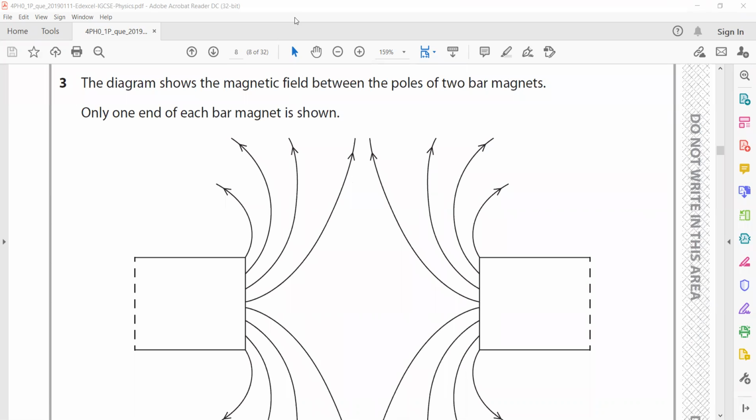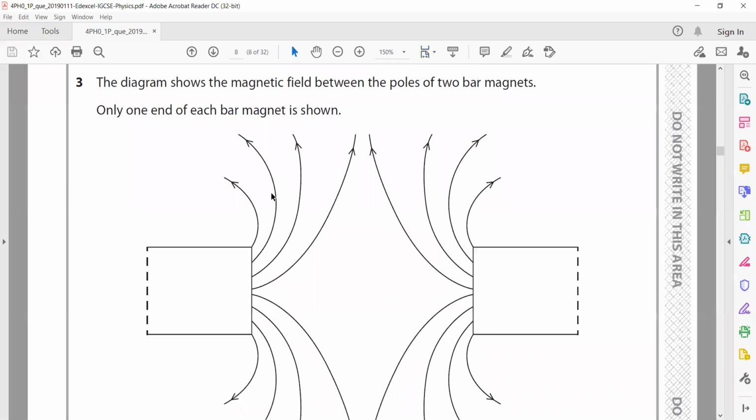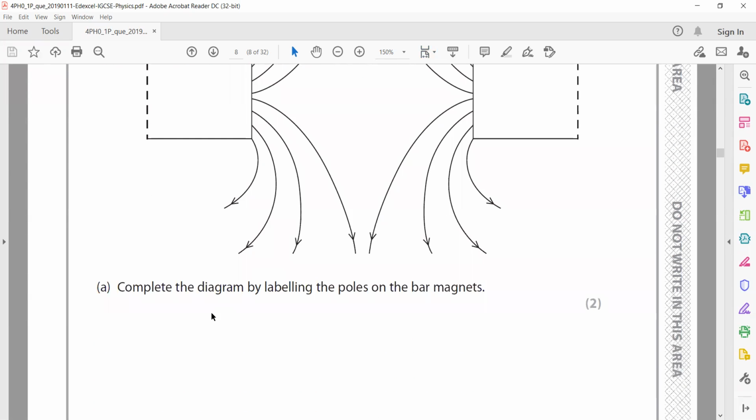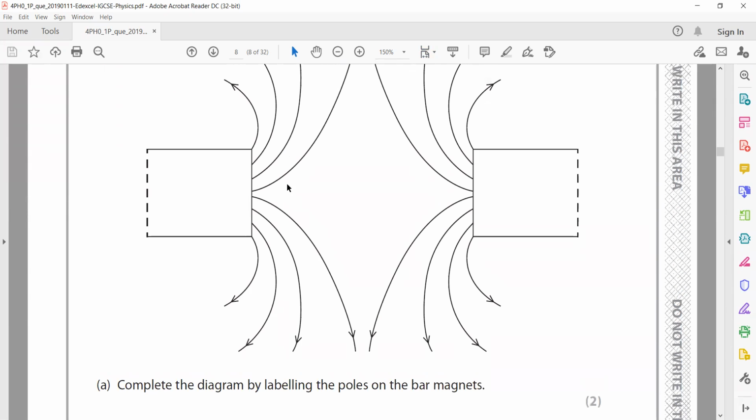The diagram shows the magnetic field between the poles of two bar magnets. Only one end of each bar magnet is shown. Complete the diagram by labeling the poles on the bar magnets.